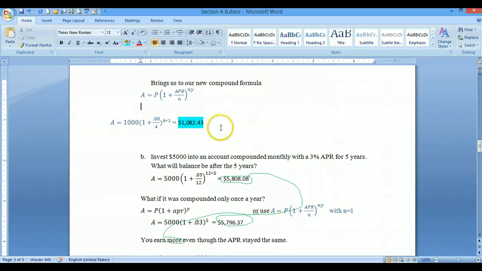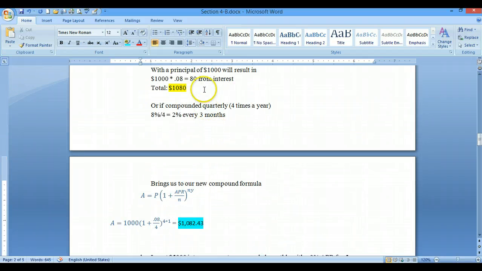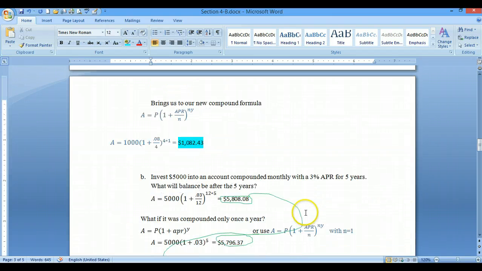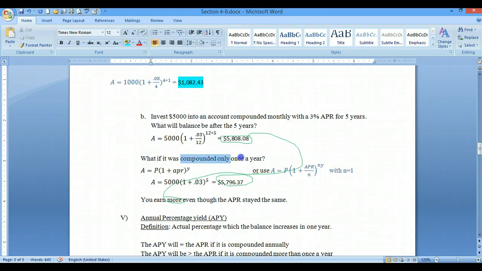So I invest $5,000 into an account compounded monthly with a 3% APR for 5 years. What will the balance be after 5 years? And I have two questions. Again, just like we did up here, where I have the interest compounded annually versus quarterly. And in this one, we're going to compound it once a year. You can use the original compound formula.